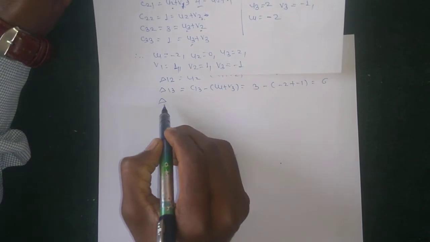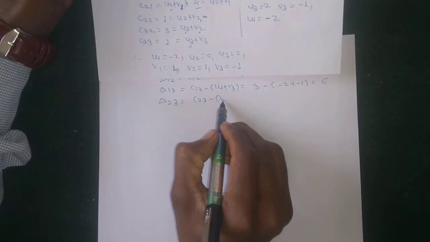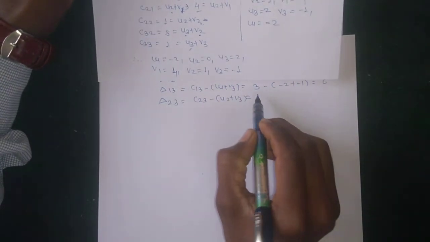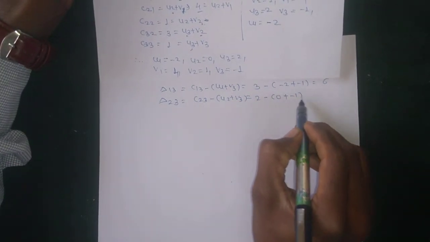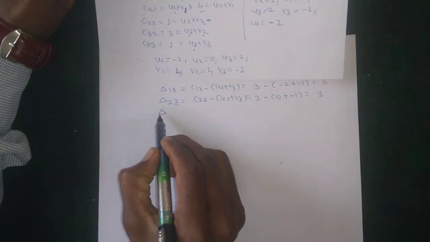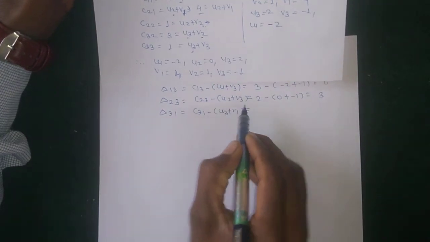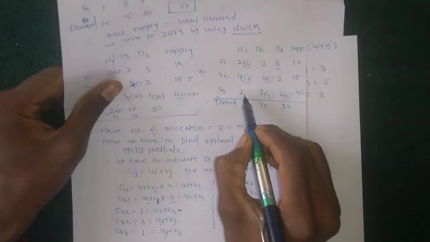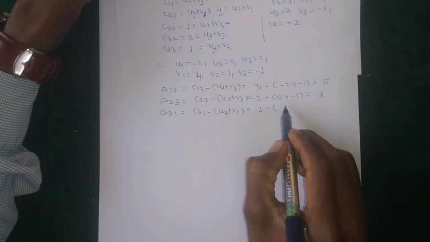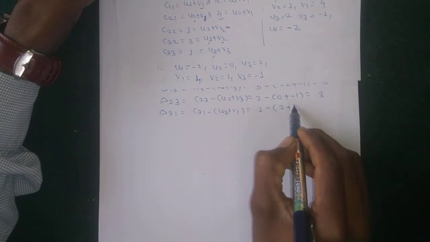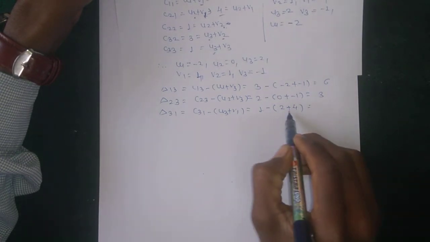Then next is delta 23, equal to C23 minus (U2 plus V3). C23 has value 2, minus (U2 value 0 plus V3 value minus 1), so the value is 3. Then next is delta 31, equal to C31 minus (U3 plus V1). C31 has value 1, minus (U3 value 2 plus V1 value 4, which is 6), so the value is 1 minus 6, which is minus 5.